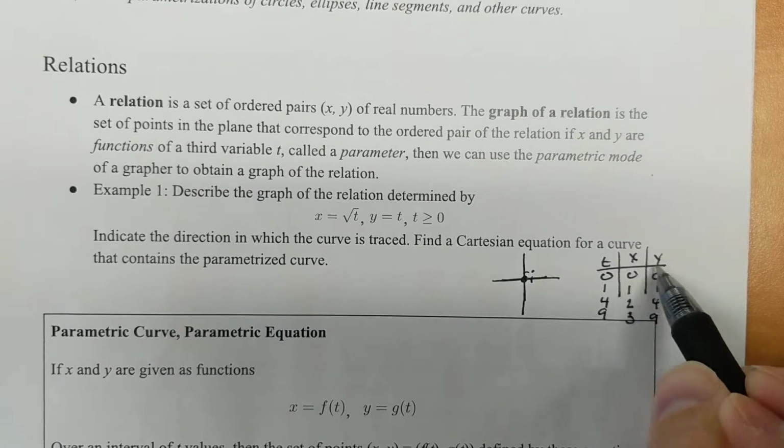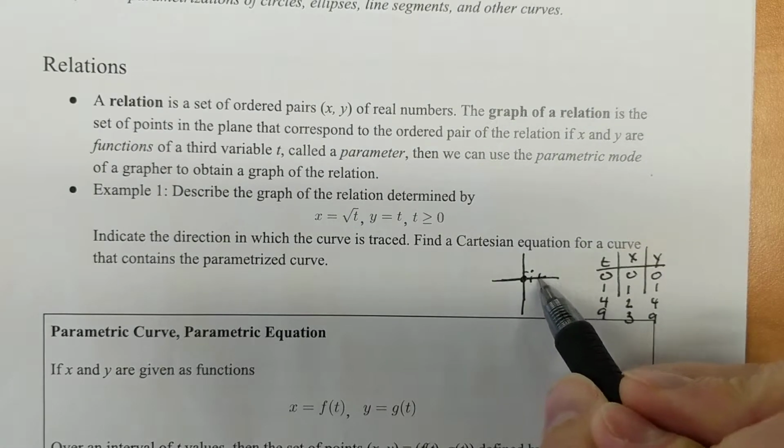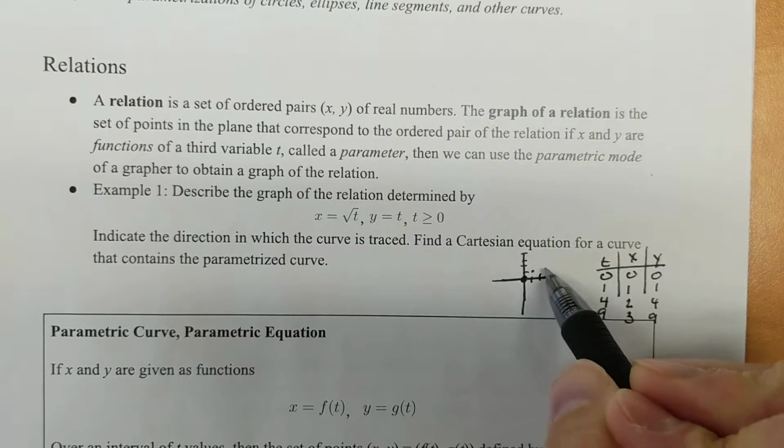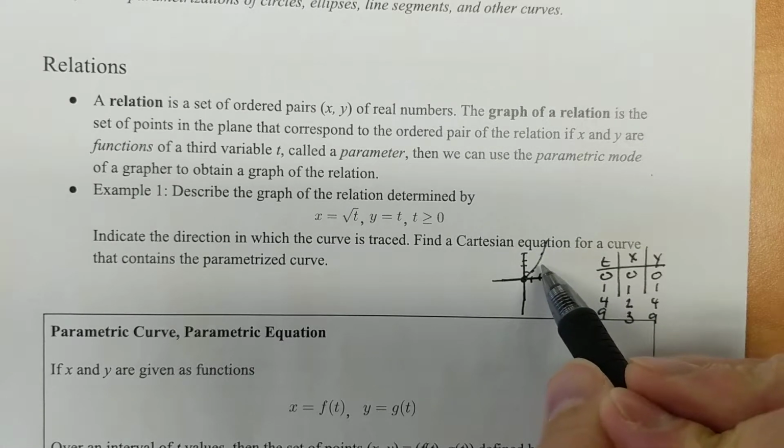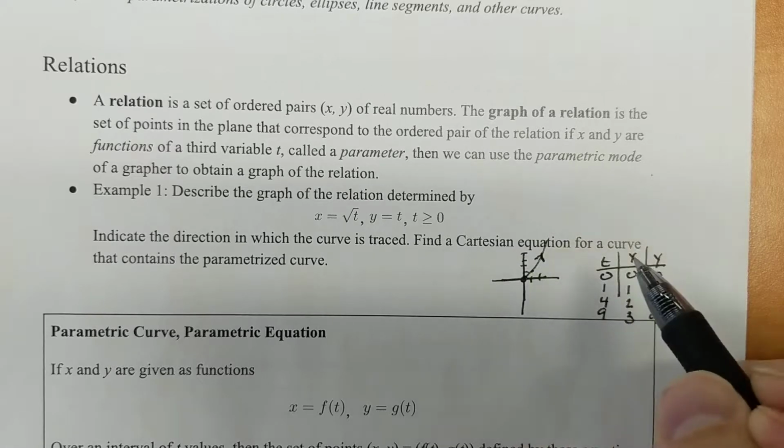So when you plot them, you're only plotting the x, y values. So 2, 4, so it looks something like that. All right, I indicate the direction, so it went that way.